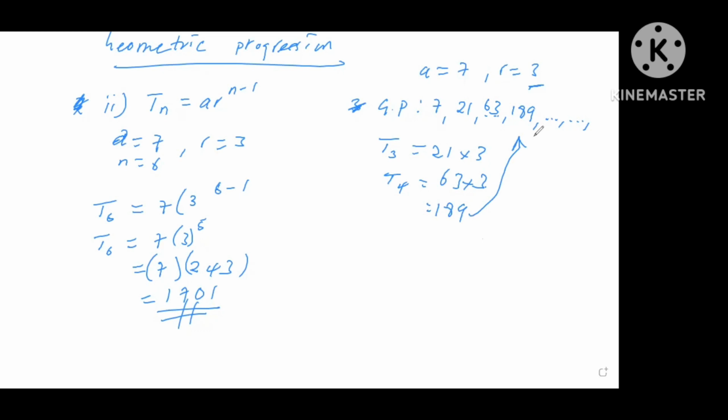Okay, we find our T5 now. We multiply 189 times 3, since the common ratio is 3. 3 times 9 is 27, we put 7 and carry 2. 3 times 8 is 24, plus 2 is 26, we carry 2. 3 times 1 is 3, plus the 2 is 5. So this is 567, the fifth term.